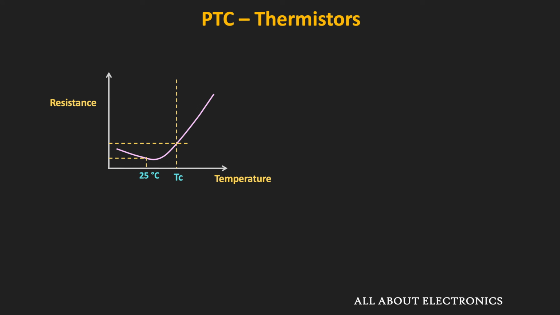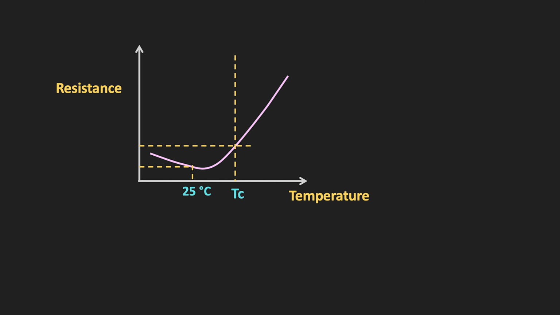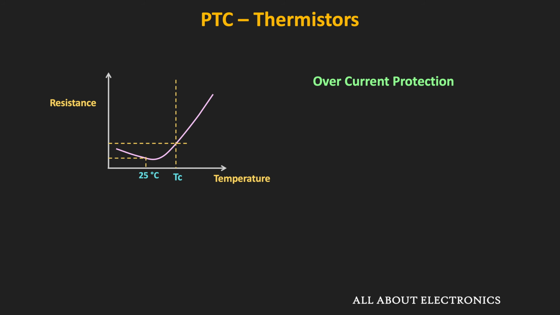Typically, if you see the temperature versus resistance characteristic of this PTC thermistor, then it will look like this. As you can see, up to a certain temperature, the resistance of the PTC thermistor slightly reduces with the temperature. But as soon as the temperature goes beyond the Curie point, the resistance of the thermistor increases rapidly. The Curie point is the temperature at which the resistance of the PTC thermistor gets doubled compared to the 25 degrees Celsius.